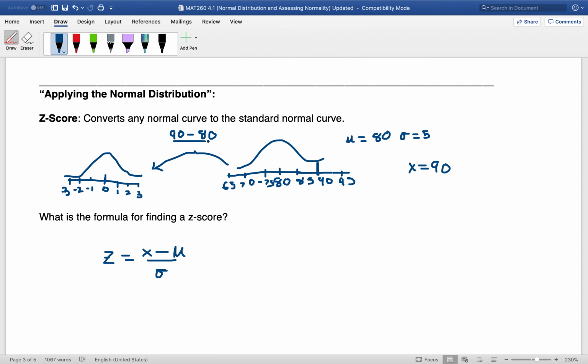Now that will help us with the left and right. Now the standard deviation is going to help us with how wide or how thin our curve is. So we can see that the standard normal is 1 space apart, and this one is 5 spaces apart. So to get it back to 1 space apart, we have to divide it by our standard deviation, which is 5.